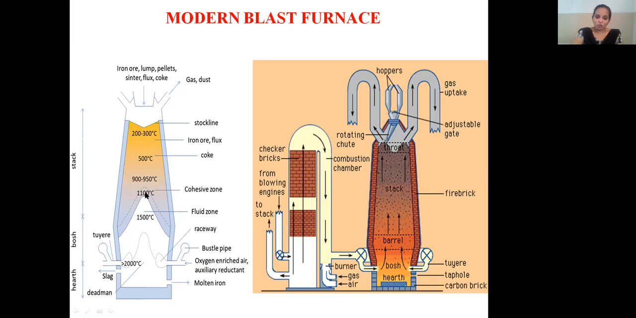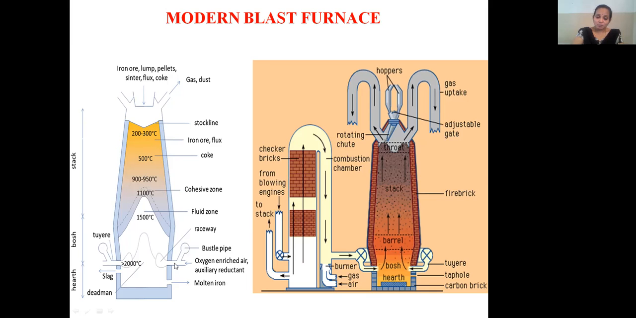Here the softening zone occurs, which is called the cohesive zone. Iron oxide is reduced to iron in the solid state, the spongy state, and 25% of the iron has to be reduced. After the cohesive zone, we have the fluid zone and the raceway. In front of the tuyeres, we will find runways and raceways.